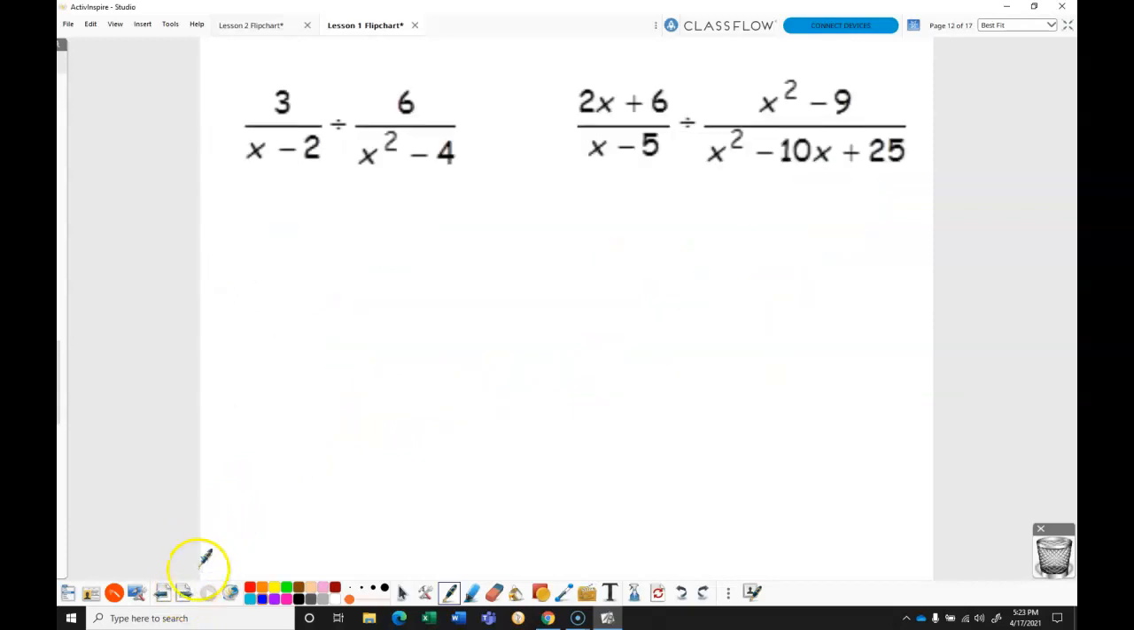And now we bring in the division. So remember with division, your first step is to rewrite the first fraction, change it to multiplication, and then flip the second fraction upside down. Give it a try, and I'll put the solutions up.